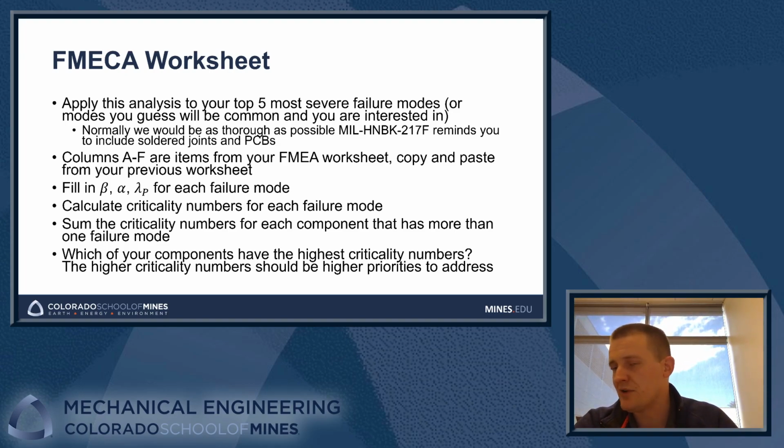So columns A through F of the worksheet are actually just straight off your FMEA worksheet, so you can just copy and paste those straight over from your previous work. Then you're going to fill in beta, alpha, and lambda P for each failure mode and calculate the criticality number for each of those failure modes. Then you want to sum up the criticality numbers for each component that has more than one failure mode. And we want you to answer the question, which of the components have the highest criticality numbers? So which ones are most likely to fail and have severe failures as a result of those? The higher the criticality number is, the higher your priority on that component is to address that.